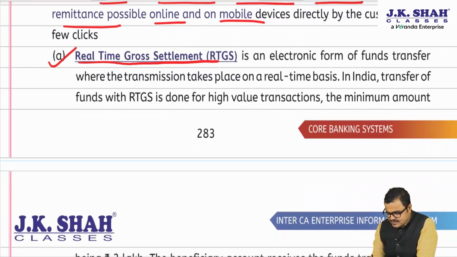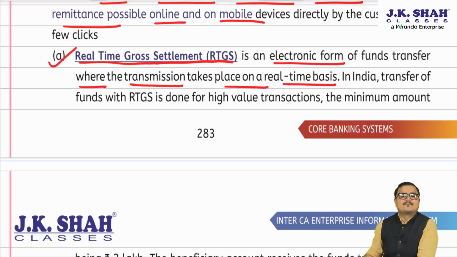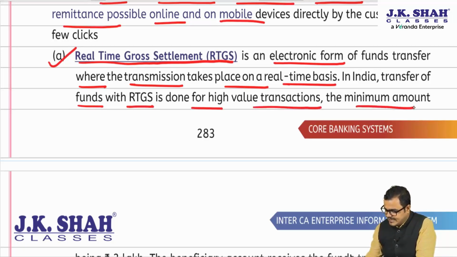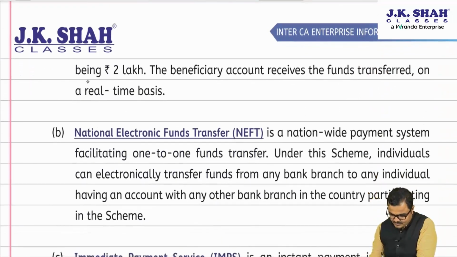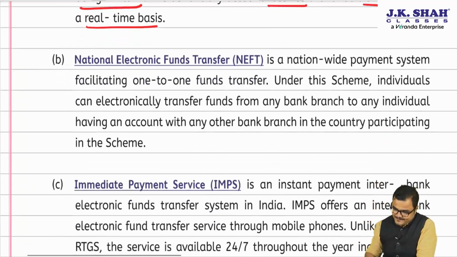Sir, RTGS, real-time gross settlement. It's an electronic form of fund transfer where the transmission takes place on a real-time basis. Immediately funds get transferred. In India, transfer of funds with RTGS is done for high value transactions, and the minimum amount is rupees 2 lakhs. The beneficiary receives the funds transferred on a real-time basis.